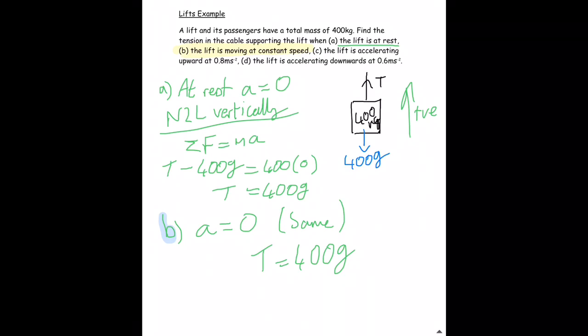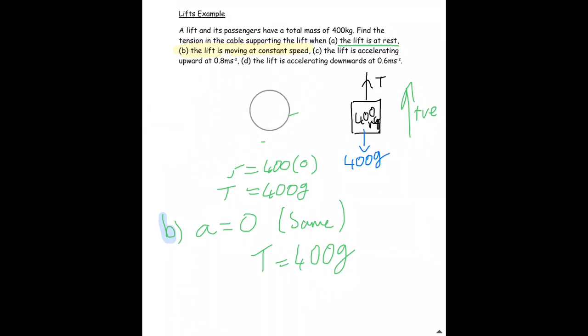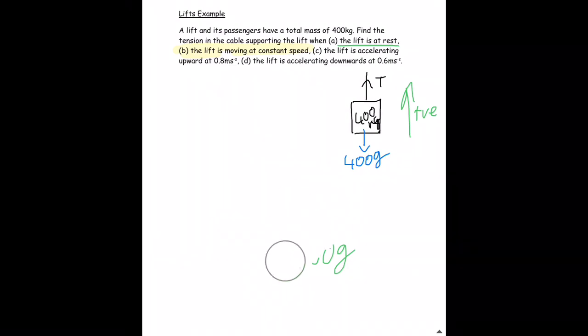Okay, so fairly straightforward so far. If I just erase this, great. We'll now have a look at a scenario where we are accelerating. So part C says accelerating upwards with 0.8 meters per second squared. So you're going to have an acceleration upwards of 0.8 meters per second squared.